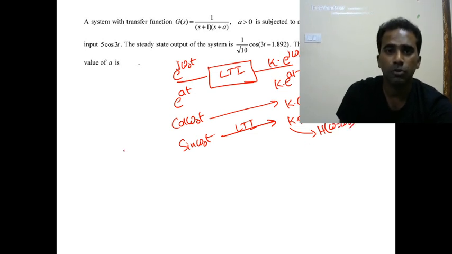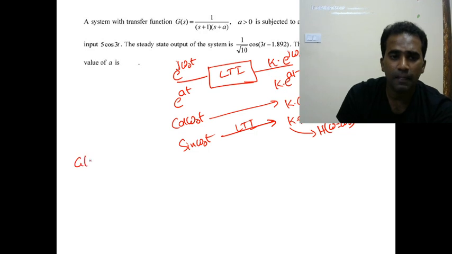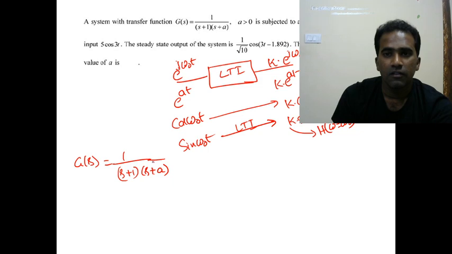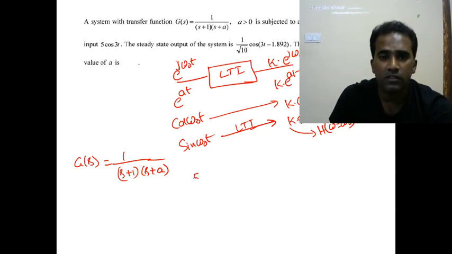Right. Now let us do the problem. So G of s is given as 1 by (s plus 1) into (s plus a). Fine. So the input is 5 cos 3t. 5 cos 3t is given as input to the LTI system.